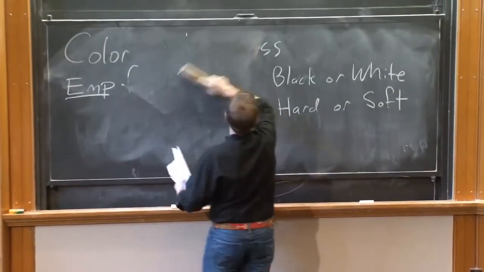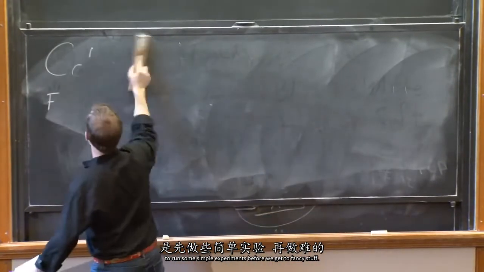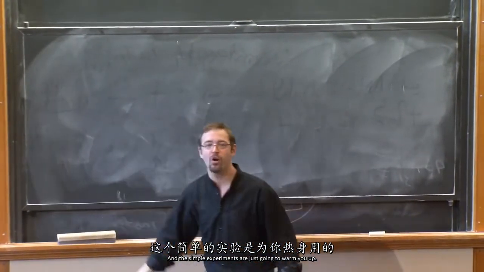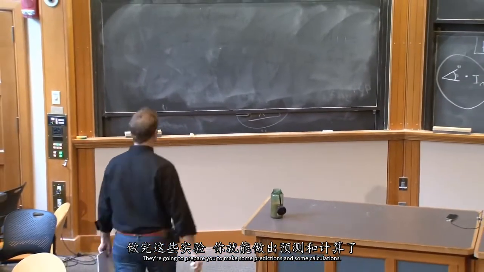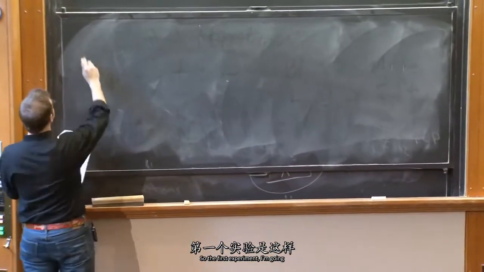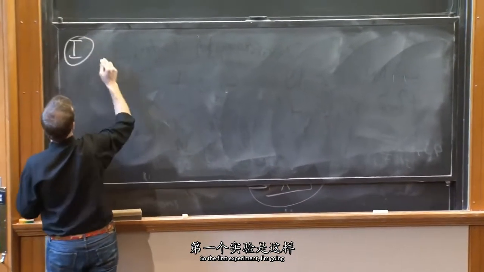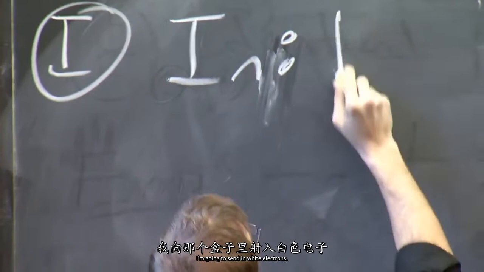Okay. So what I want to do now is run some simple experiments before we get to fancy stuff. The simple experiments are just going to warm you up. They're going to prepare you to make some predictions and some calculations. And eventually we'd like to lead back to this guy. So the first experiment, I'm going to send in white electrons.